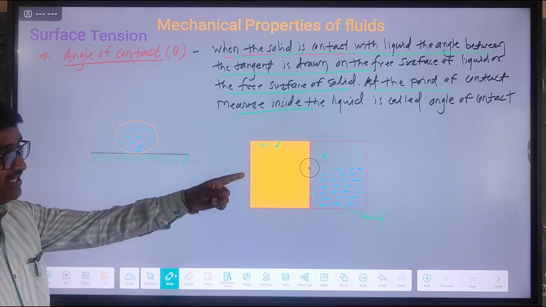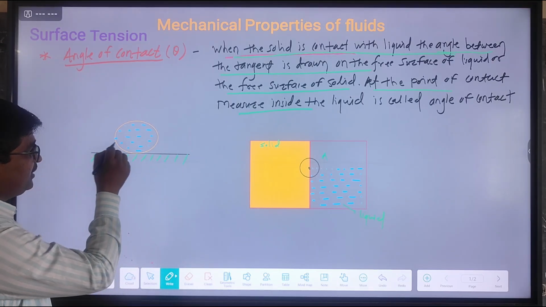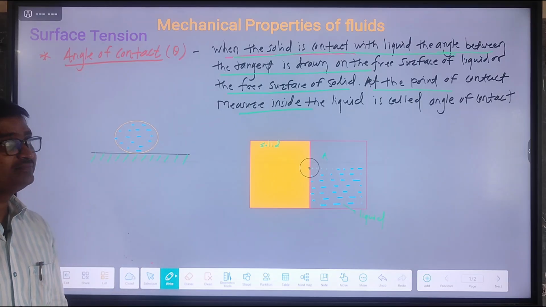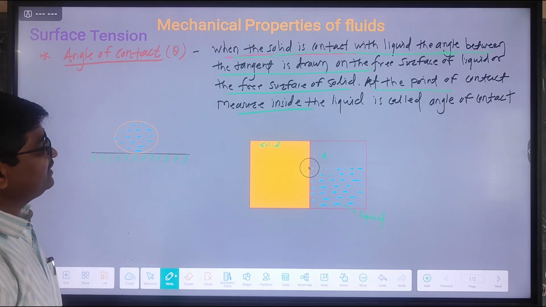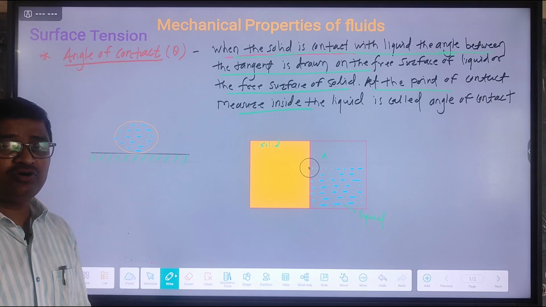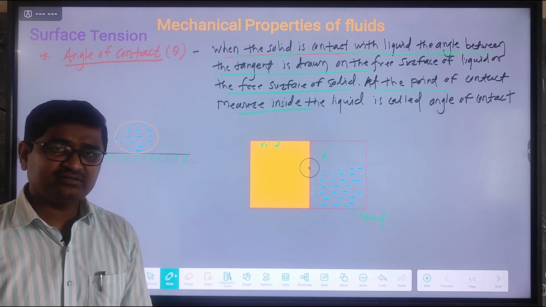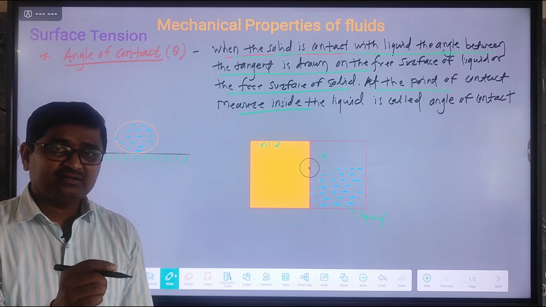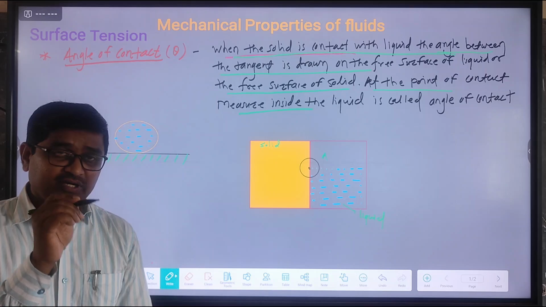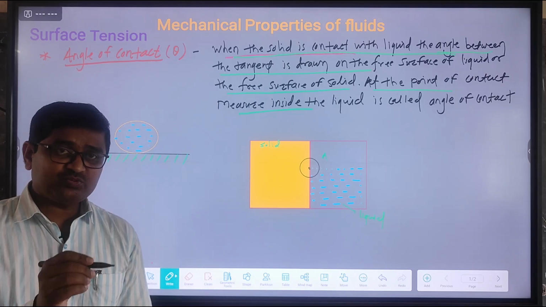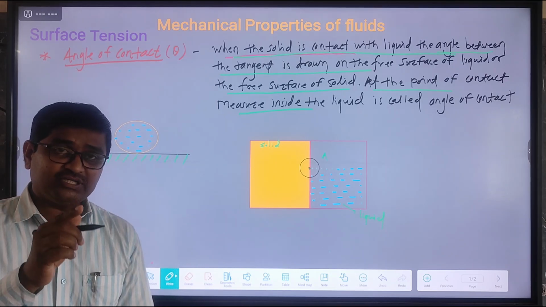Okay, exactly the same condition. Now the solid and liquid are contacting together. When the solid is in contact with liquid, the angle between the tangent is drawn. Where do we draw the tangent? At the point at which the solid and liquid are both contacting together. From this point we are trying to draw the tangent.